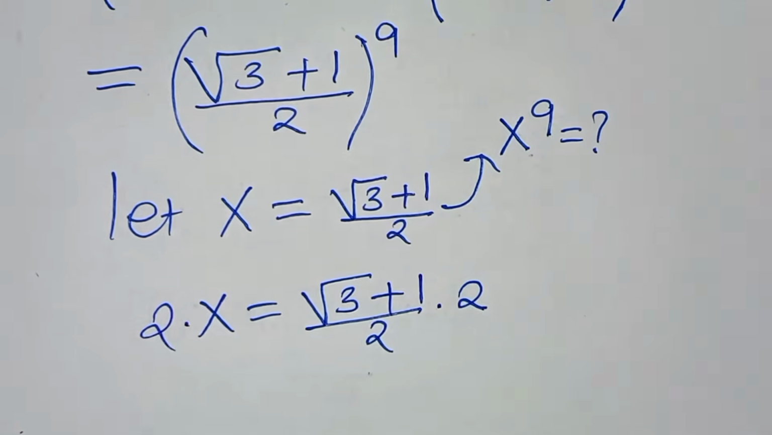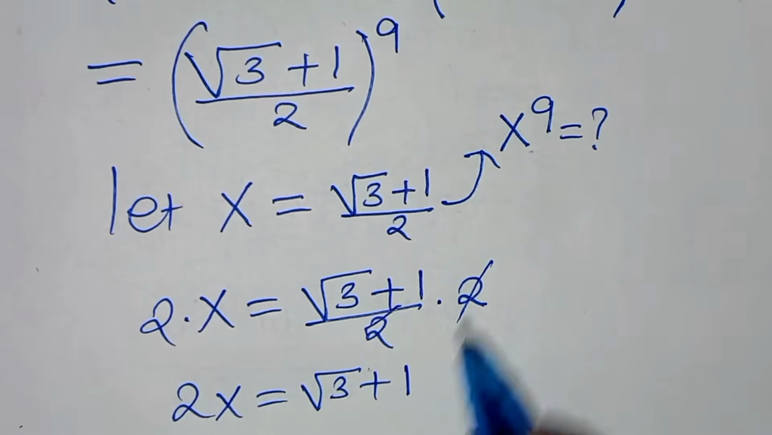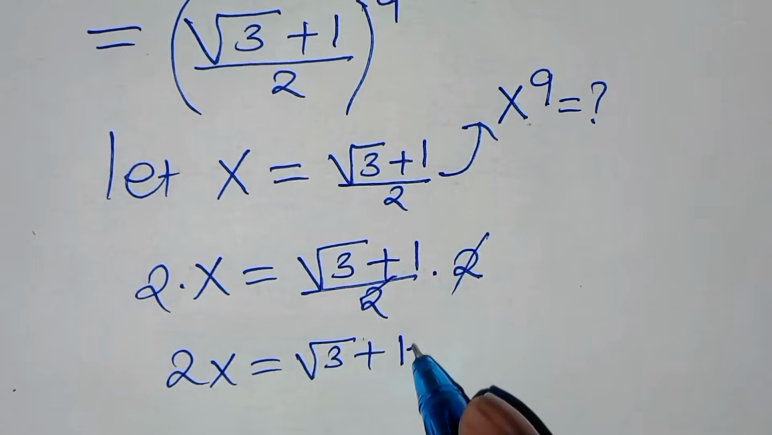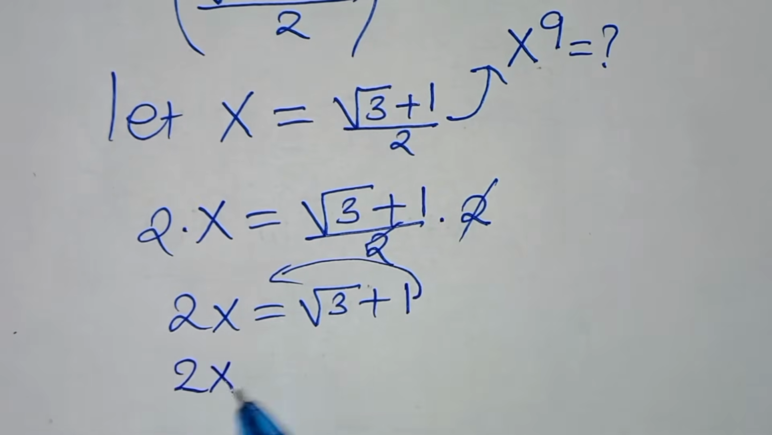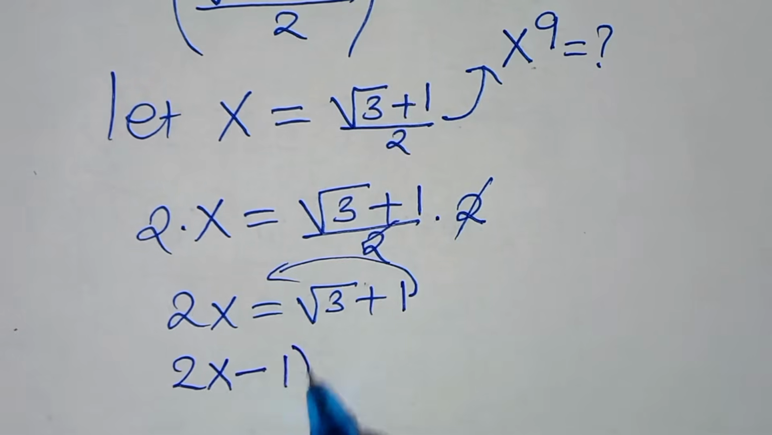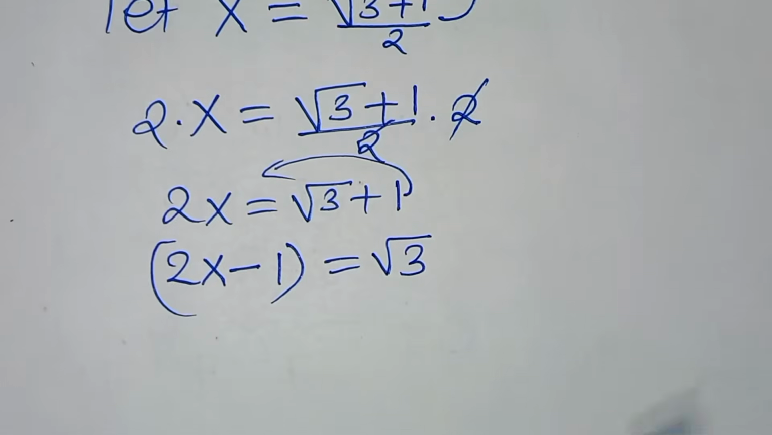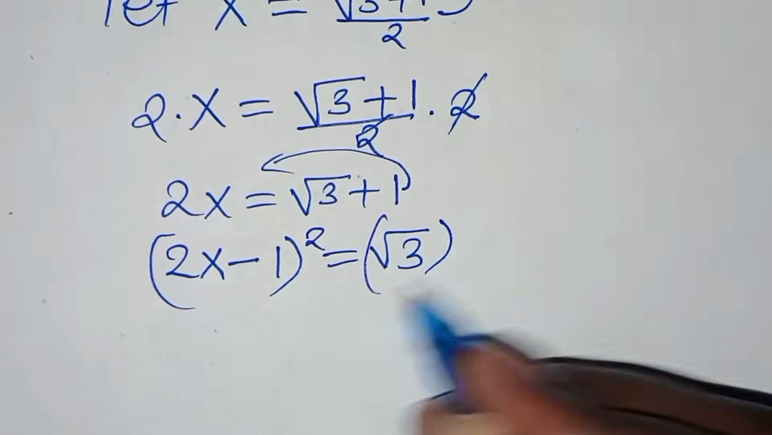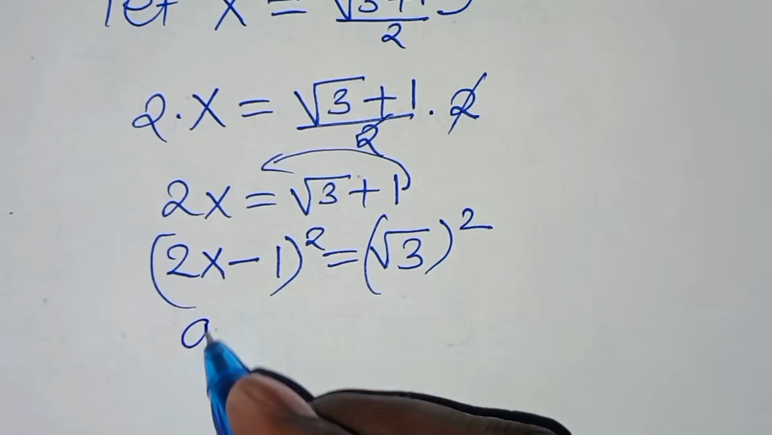So that now here we have 2x. This is equal to square root of 3 plus 1. So let's simplify here. Now, from what we have here, let's take 1 on the left hand side, so that here we have 2x subtract 1. This is equal to square root of 3. So the next step here is to square both sides. Let's square both sides.